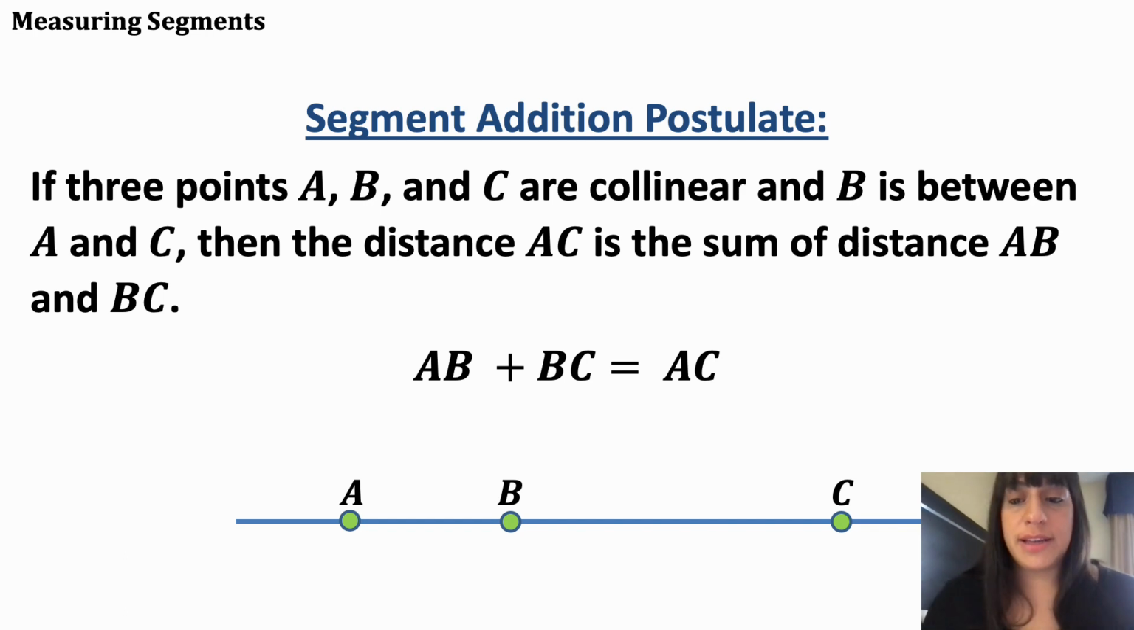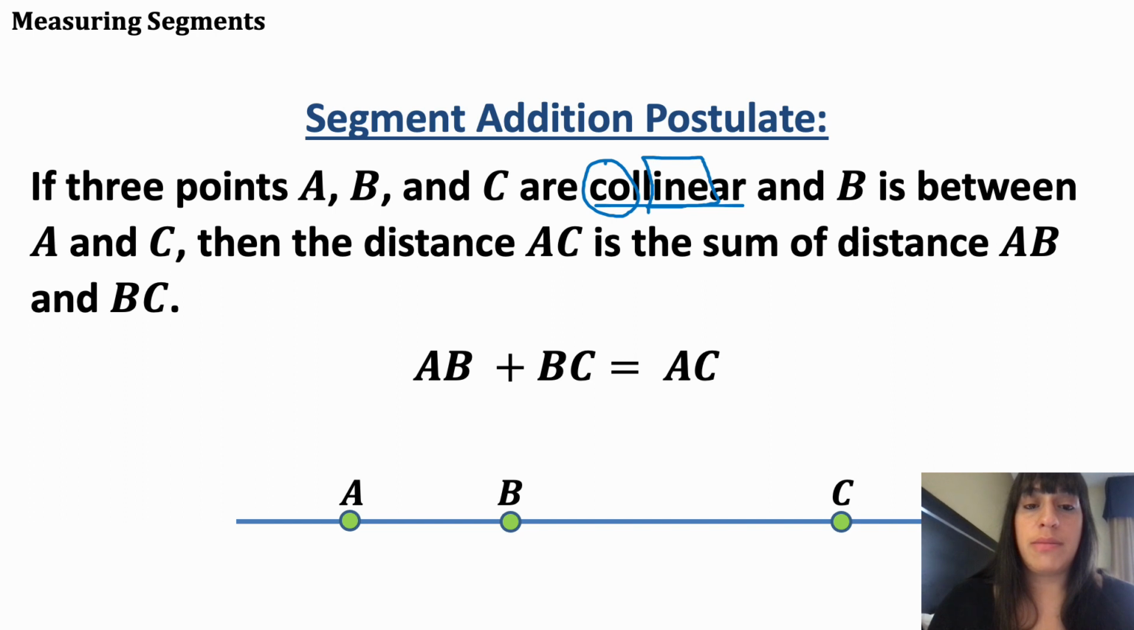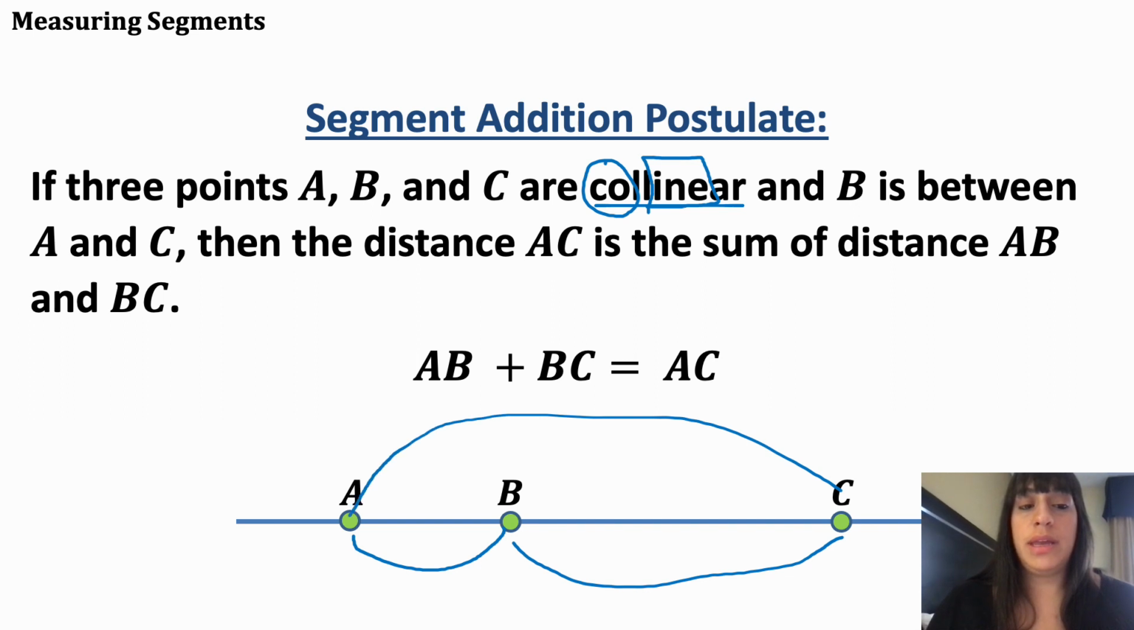Now let's talk about the segment addition postulate. Segment addition postulate says if 3 points A, B, and C are collinear, this word means that they're all on the same line. Co means together, and together on the same line. If A, B, and C are collinear, and B is between A and C, then this distance plus this distance equals the whole distance. AB plus BC equals AC.